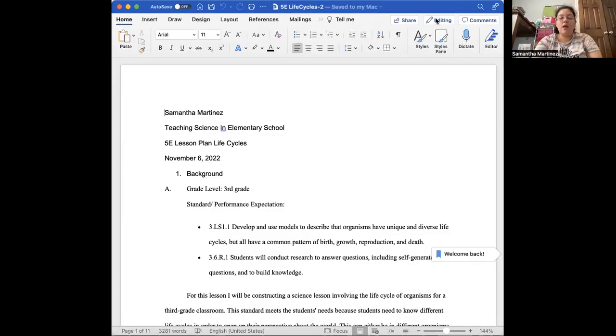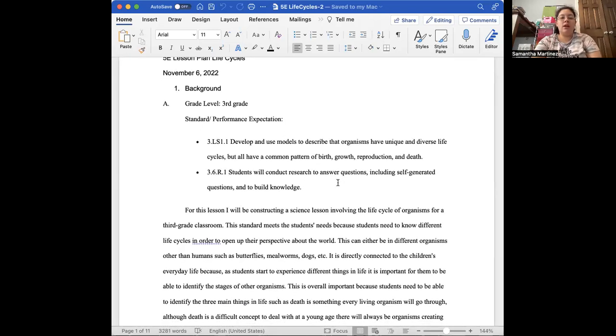Okay, so for my 5E, I did a lesson based for third grade. And I included a reading standard, and I also included, of course, my science standard, which focuses on developing and using models to describe that organisms have a unique and diverse life cycle, but all have common patterns of birth, growth, reproduction, and death.